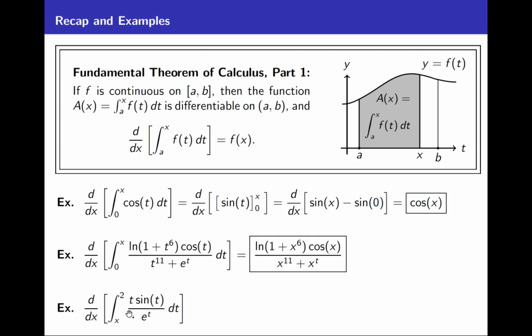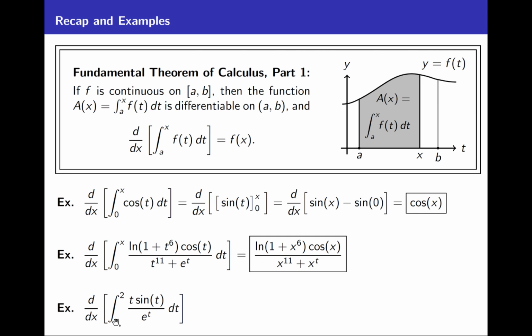Here's another example. The integral from x to 2 of t sine t e to the t dt. Now, this is not quite an exact match to the fundamental theorem of calculus part 1, because in part 1 the variable is up at the top, the upper limit of integration, and you had a constant at the bottom, and this is flipped around. So before we can apply the fundamental theorem of calculus part 1, we have to put this integral into an applicable form.